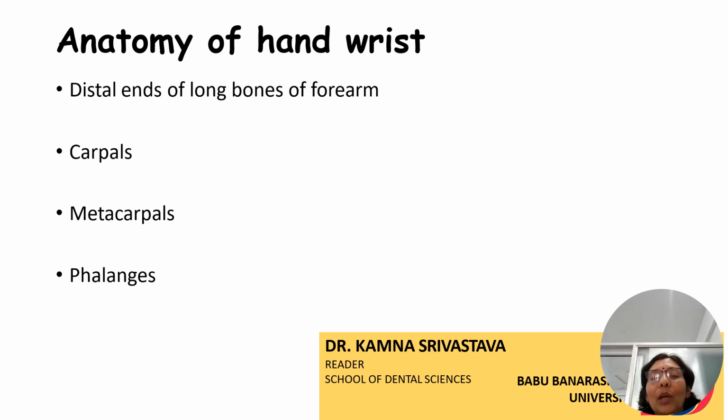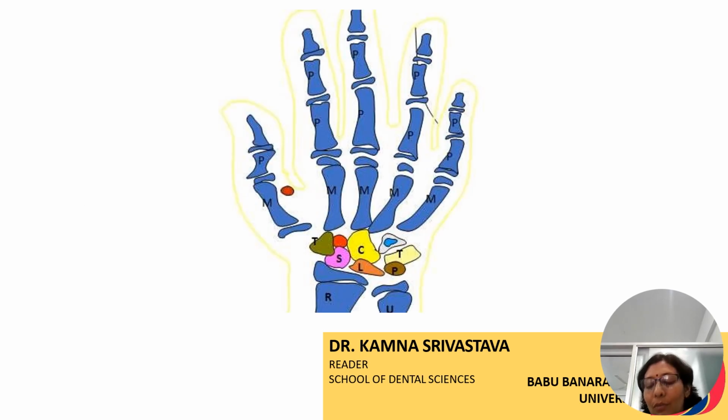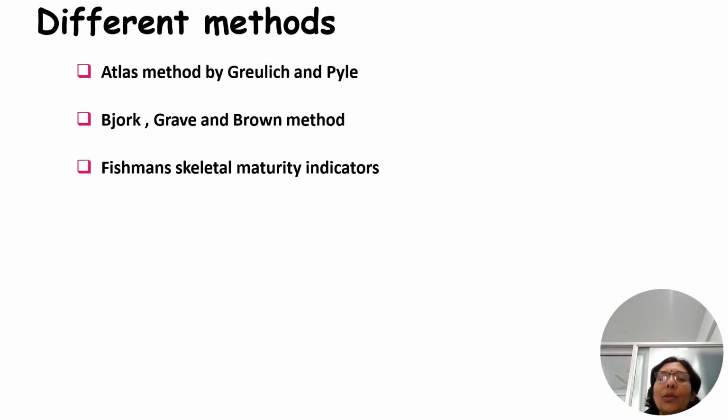Now, coming briefly onto the anatomy of the hand wrist radiograph, we should know the metacarpals. These are the bones, as you can see: scaphoid, C for capitate, T for trapezium, and lunate, radius, ulna. These are the important bones. These are the metacarpals, and these are the phalanges. Depending on the growth status of these individual bones, different stages have been shown for the growth progression in an individual.